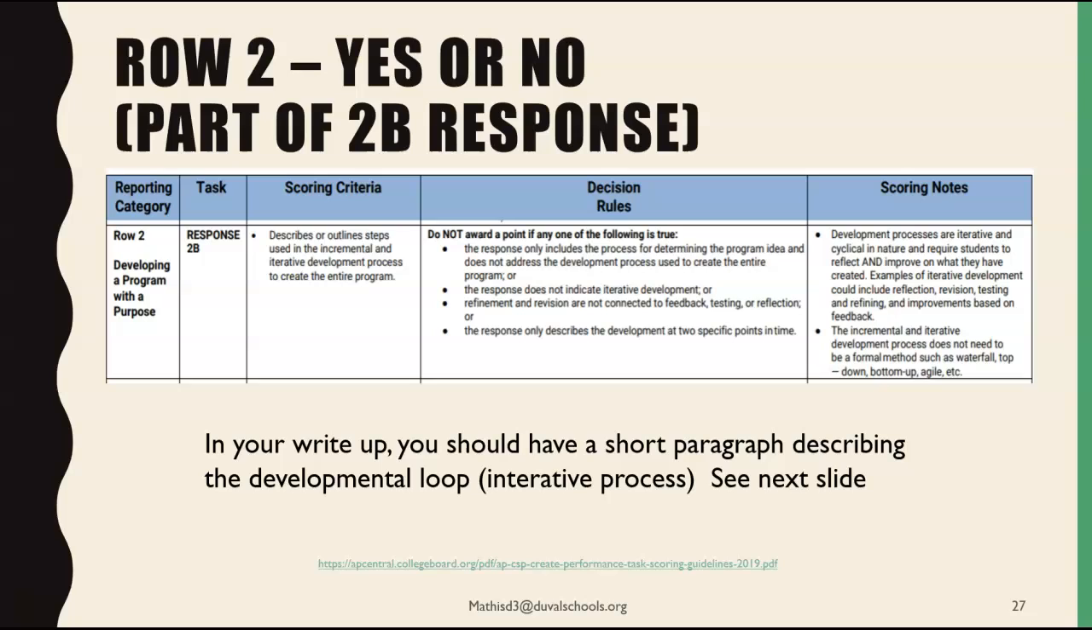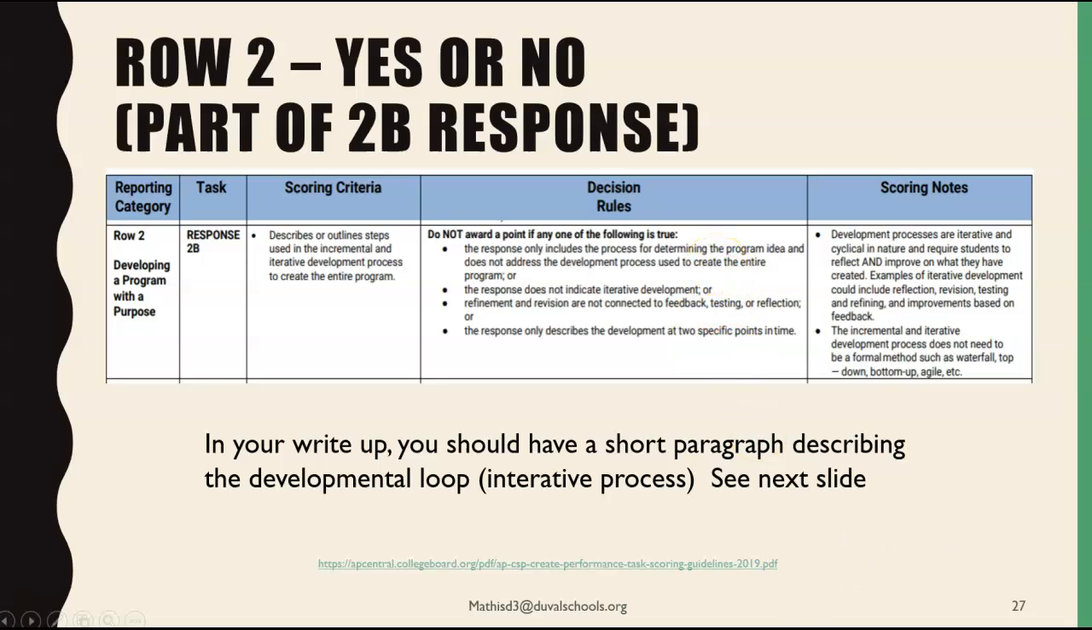Remember, it's only a point. Yes, if they can see everything that they need to see, or no, a 0. So you want to get a 1 for a yes. So describe and outline the steps used in the incremental and iterative development process to create the entire program. You are going to get points if they see these bullet points, and not if they don't.